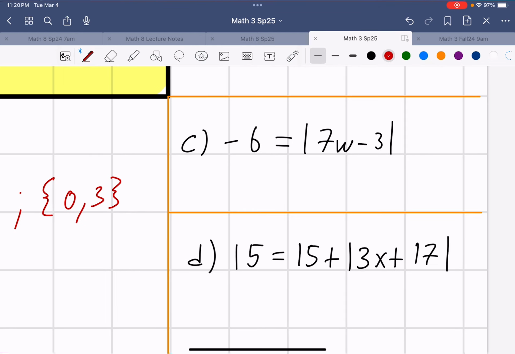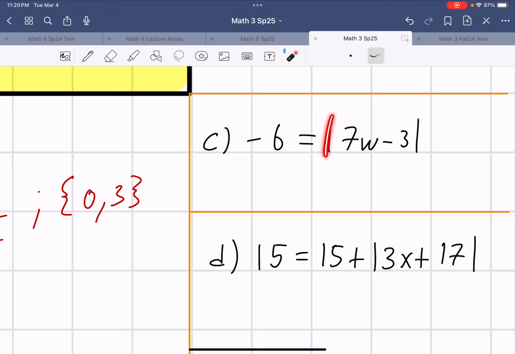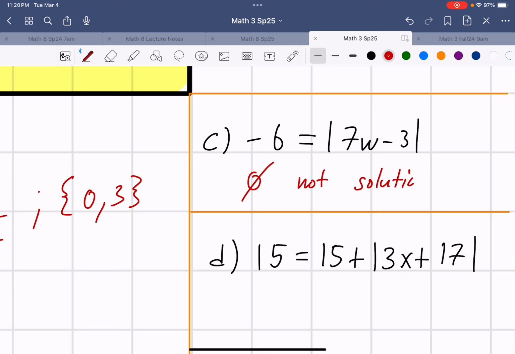Now, once again, absolute value is isolated. It's equal to a negative. This has no solution. Because absolute value can never be negative.